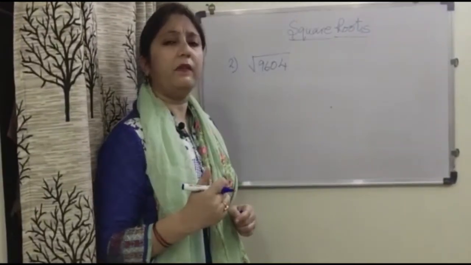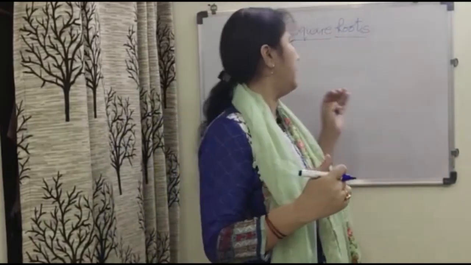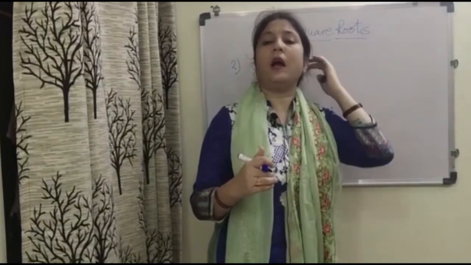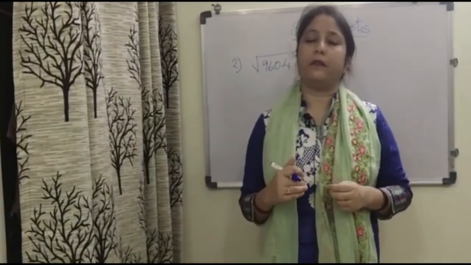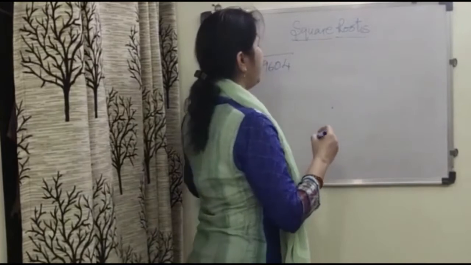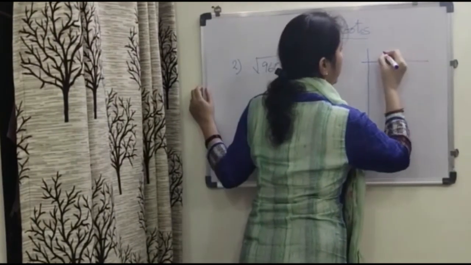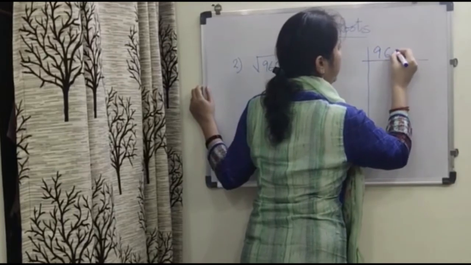In the sequence, I would like to take another number, 9604. Its square root you have to calculate by the prime factorization method. Same method, children, you follow over here. We do the prime factorization of 9604.